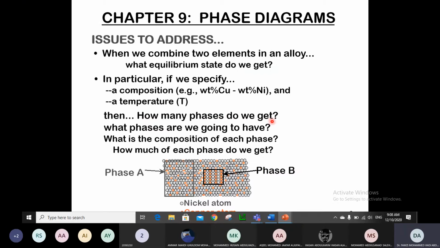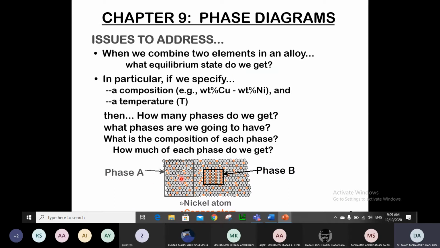How many phases do we get from that composition from the alloying that we are doing and at that temperature that we are having? How many phases are we going to get? What phases are we going to develop in the material? What is the composition of each phase that we are developing, and how many of each phase we are going to get? Basically, this is what we are looking at. Are we going to get one phase? Are we going to get two phases, like phase 1 and phase 2 in the material?